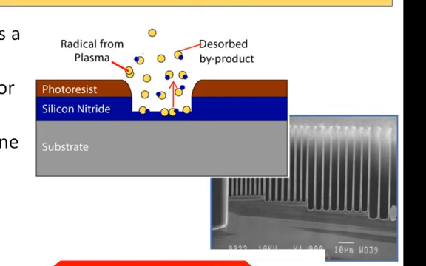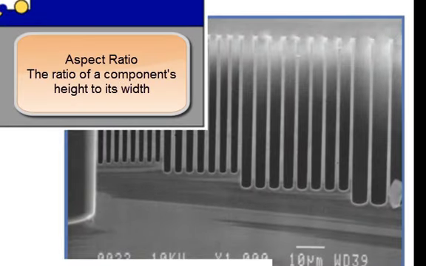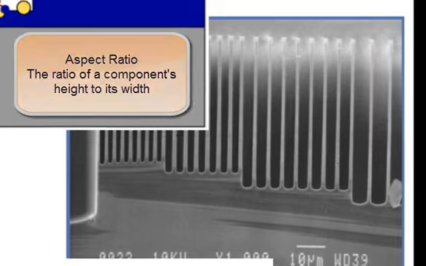Be sure to view Etch Processes Part 2 to learn how these straight wall profiles are made, as well as how we can achieve the high aspect ratio seen here on this graphic, where we have an etch that is many times taller than it is wide.